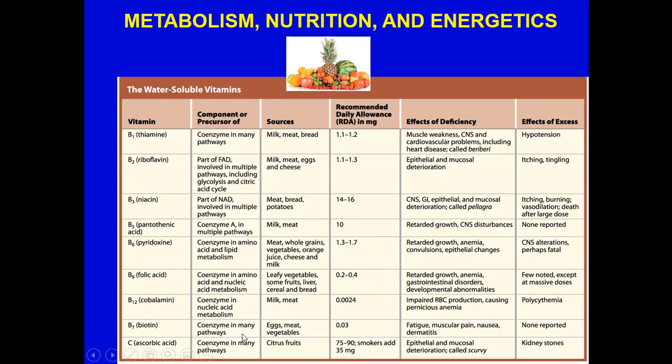Here are the water-soluble ones. So everything that's B, from B7, biotin, to B12, which of course also needs that intrinsic factor. Folic acid, pyridoxine, pantothenic acid, niacin, riboflavin, thiamine. If you notice, here are the effects of the deficiencies of it, and then, of course, vitamin C.